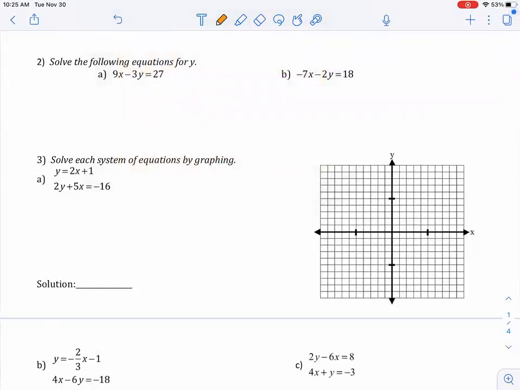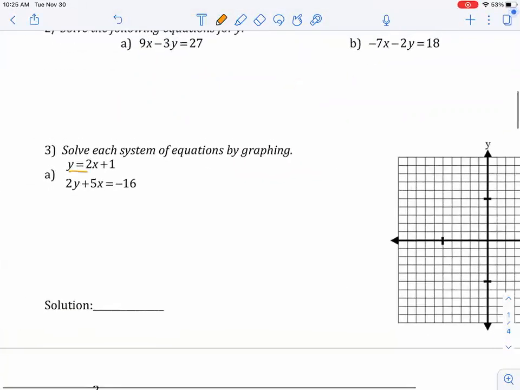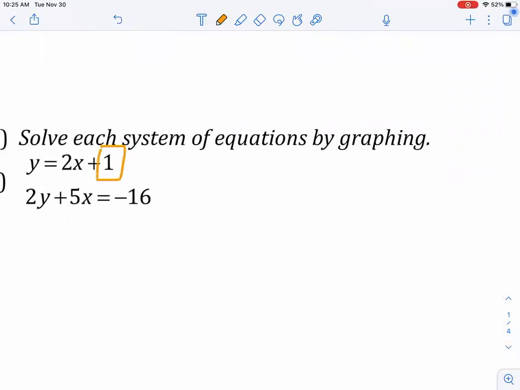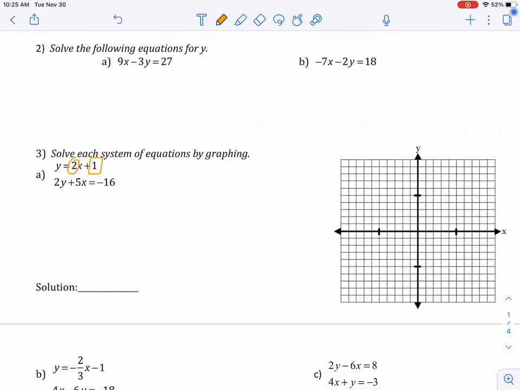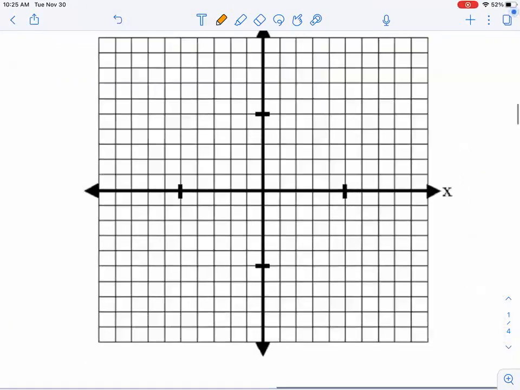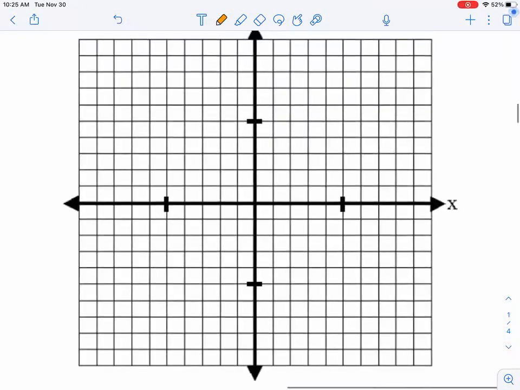The first thing I'm going to do is just graph the top because that's already in a nice form, right? It's already y equals 2x plus 1. So I have a y-intercept of 1 and a slope of 2. And so I'm going to graph that. My first dot is at positive 1. And then my slope of 2, I'm going to go up 2 and over 1. And continue on that trajectory to get my first line.